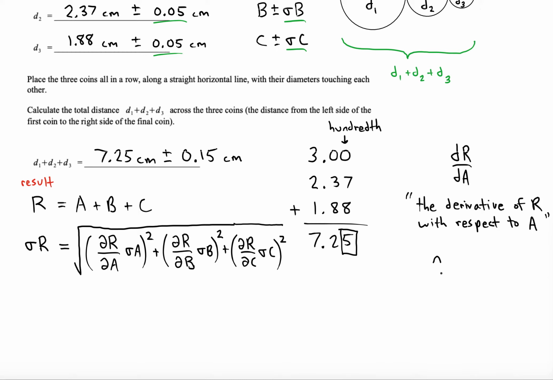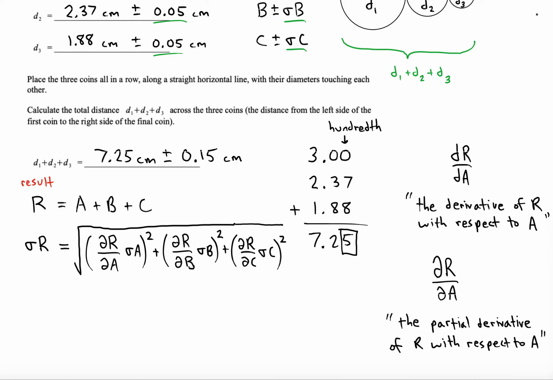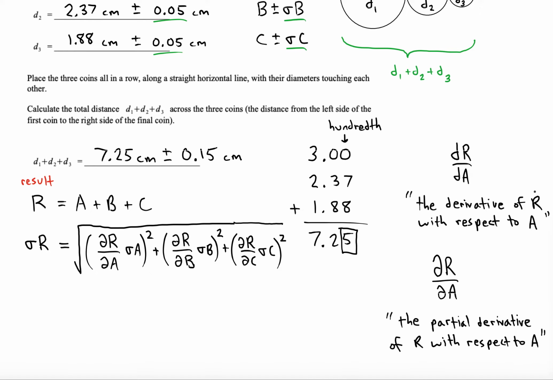So we have this different notation. And what it means is the partial derivative of r with respect to a. All right, so what's the difference? First of all, let's find the derivative of r with respect to a, and then we'll compare it to the partial derivative.